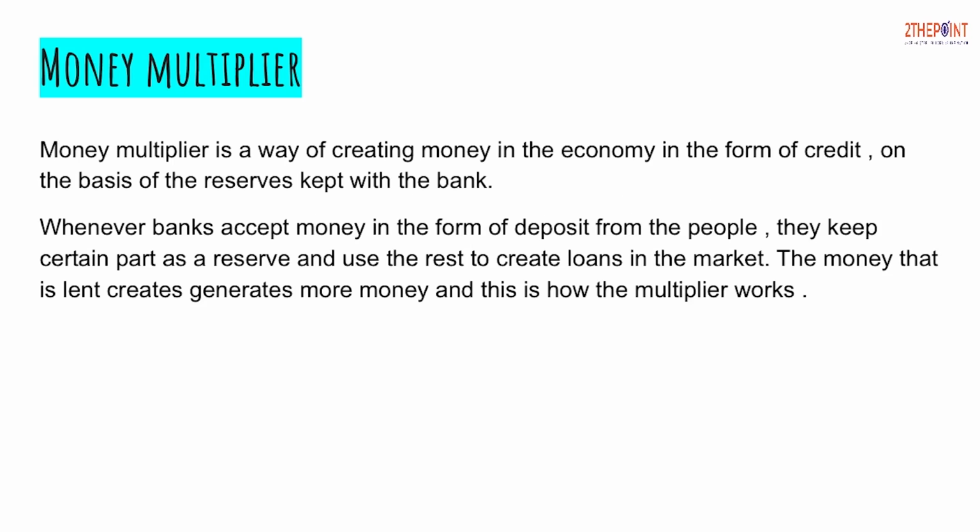Money multiplier is a way of creating money in the economy in the form of credit on the basis of reserves kept with the bank. So first I'll explain what these reserves kept with the bank are. As all of you know, and I have explained in my previous videos also, every bank has to maintain certain reserve ratios as prescribed by the central bank, which is RBI. Once this reserve is maintained, the rest of the money is given by the banks as a loan to the people who approach them for taking a loan.